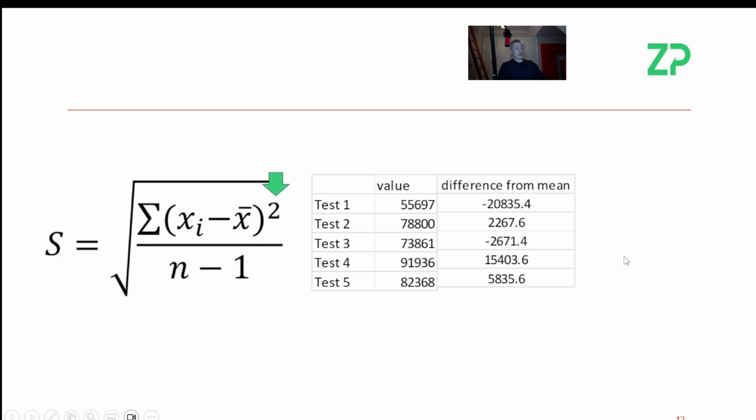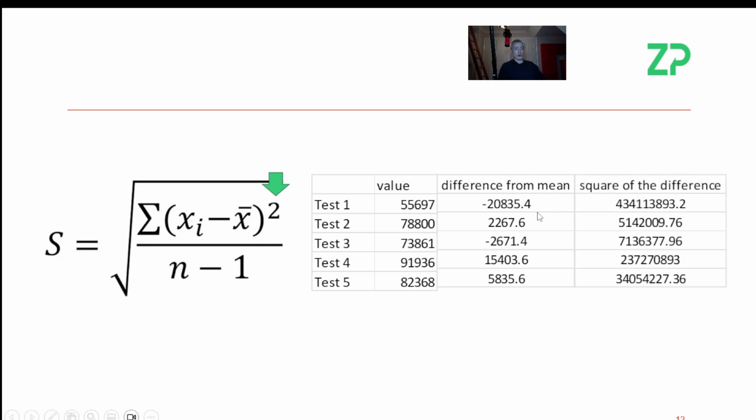The next part then is this squared term. So everything is actually squared at that point. The next column is basically the middle column, so the difference from mean is then squared. This is basically a way of getting everything from being a negative into a positive. So if the difference happens to be negative, it ends up being positive. If it's positive, it remains positive. So everything has now become positive because we squared it.